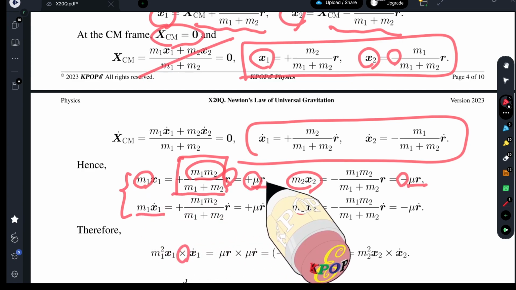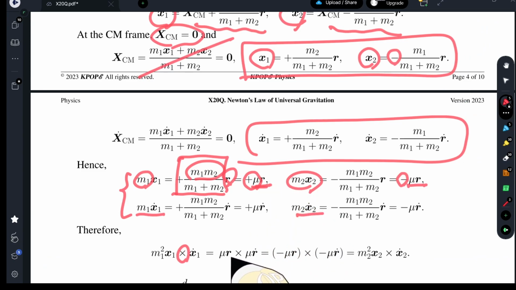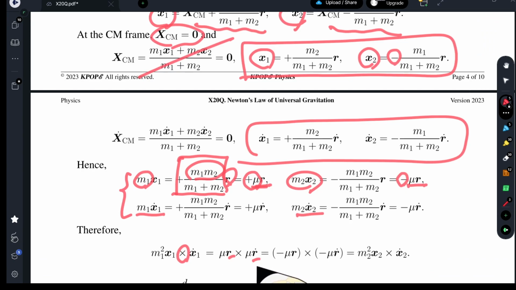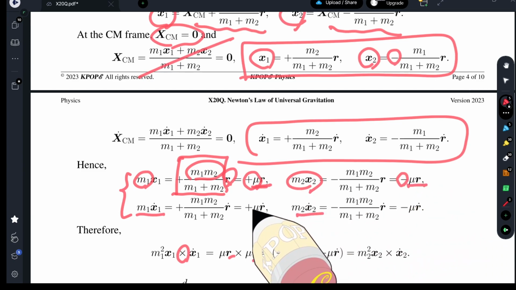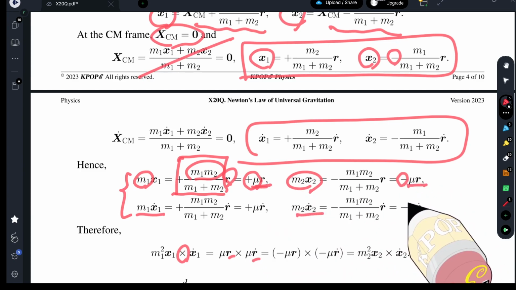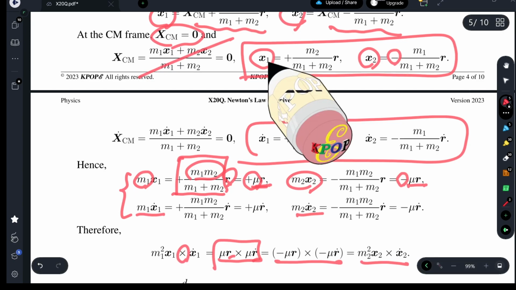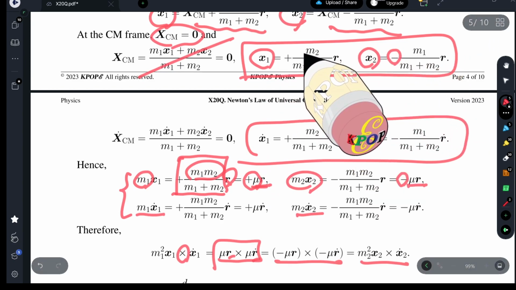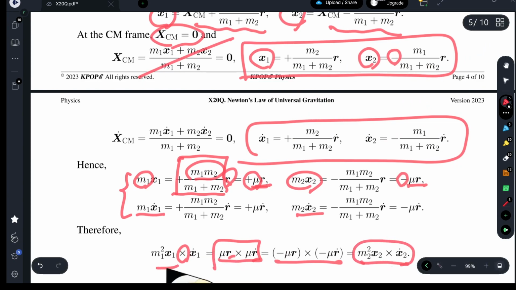We remember this is at the center of mass frame. It is completely expressed in terms of the relative coordinate vector and its time derivative. We now know this is a plus and this is minus, this is plus and this is minus. Therefore, this product is the same for the other particle. So even though x or x dot are opposite for particles 1 and 2, their cross products are exactly the same.